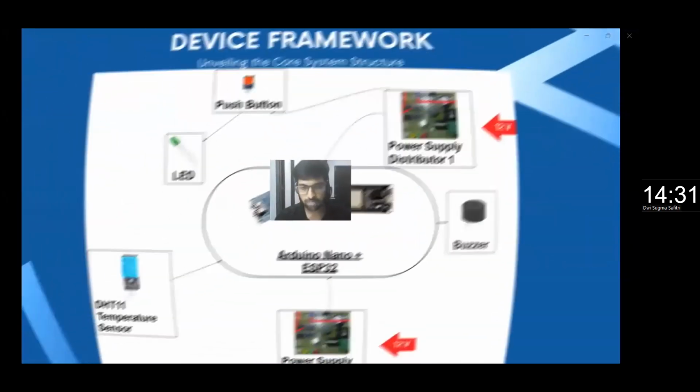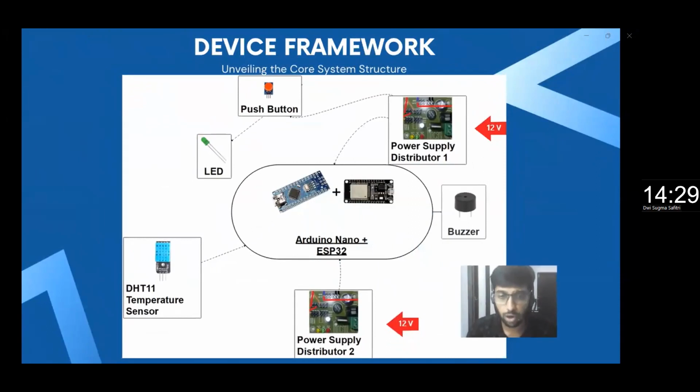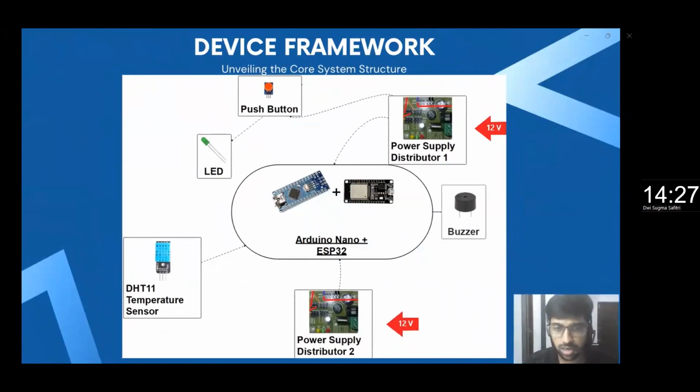Now let's look into the device framework. The device actually consists of Arduino Nano and ESP32 working together as a central processing unit. The central processing unit receives power from two power supply distributor boards, and each of the power supply distributor boards gets a 12-volt power supply, and a buzzer is also connected to the central processing unit. The power supply is provided to the push button by power supply distributor board 1, and when the push button is triggered, it lights up the LED.